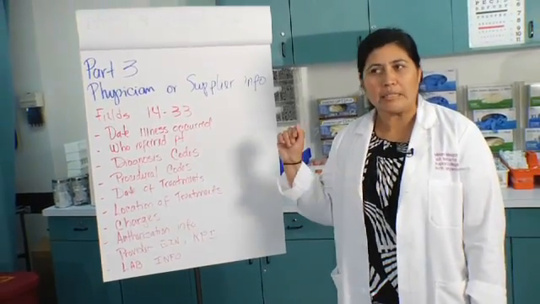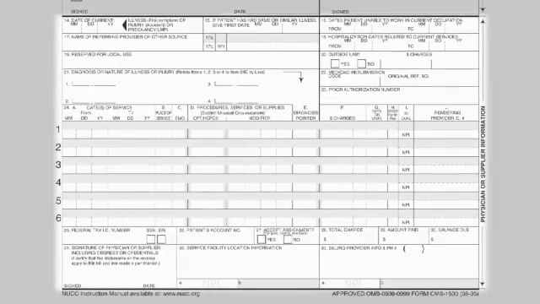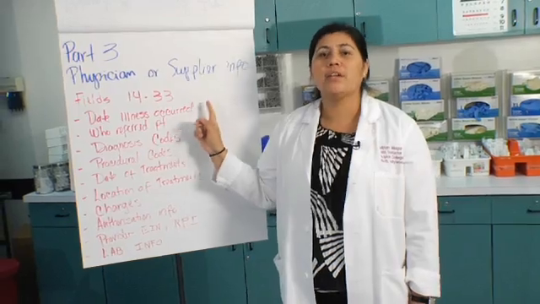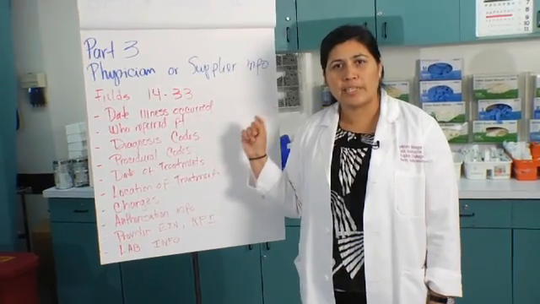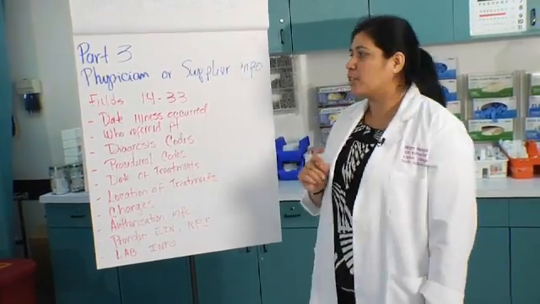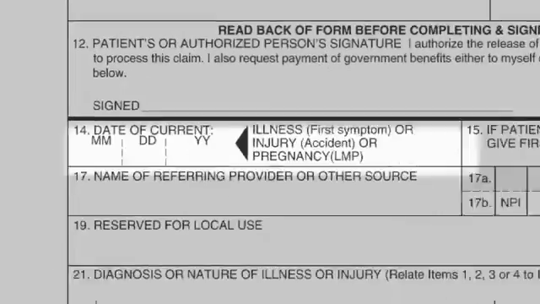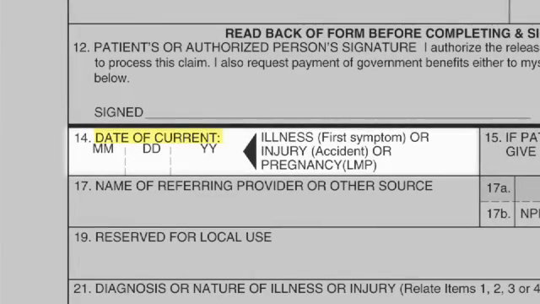So let's go ahead and start looking at fields 14 to 33. Now, don't get scared. We don't have to complete every field. Remember, on a claim, we only complete what applies. So let's start with field number 14, date of current condition, illness, injury, or pregnancy.